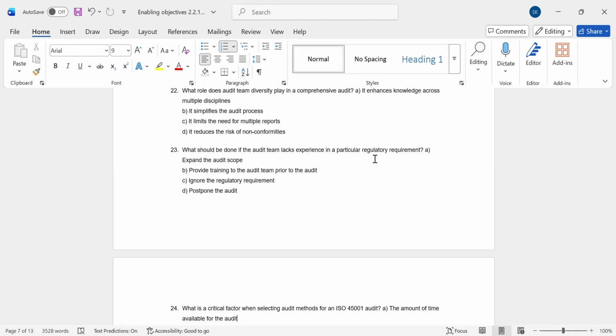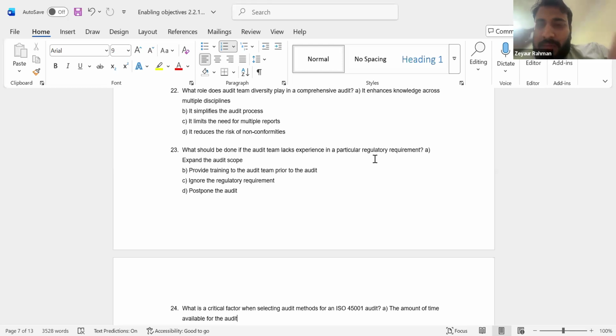Shashikanta Mahanta, you say it is B, right? No, I said it is A. A feels more suitable. Audit team diversity: people with various industry experience is what a diverse team is. Do you understand that? Yes, sir. Audit team diversity is similar to multiple disciplines. Okay, A is one of the best fit answers.